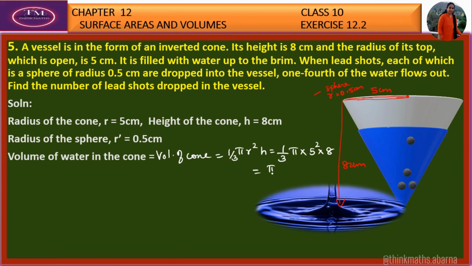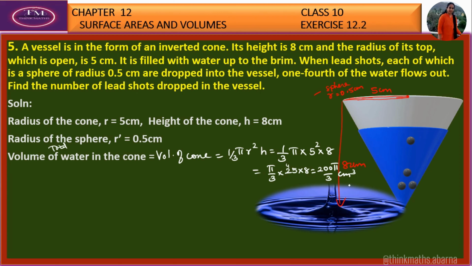So pi by 3 into 5 square is 25 into 8. What is 25 into 8? 5 8s are 40, balance 4. 2 8s are 16. 16 plus 4, it is 20. So it is 200 pi by 3. This is the total volume of water. So the total volume of water in the cone at the beginning is 200 pi by 3 centimeter cube.